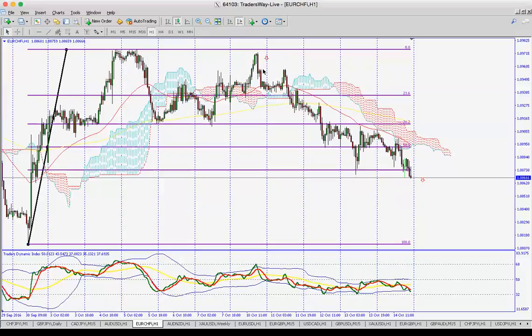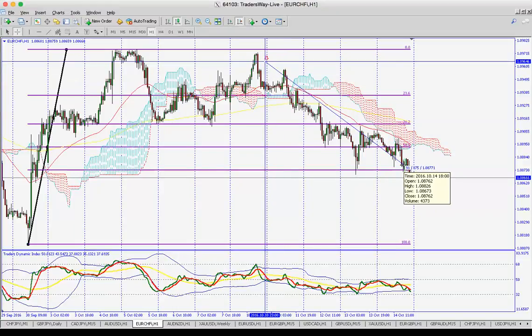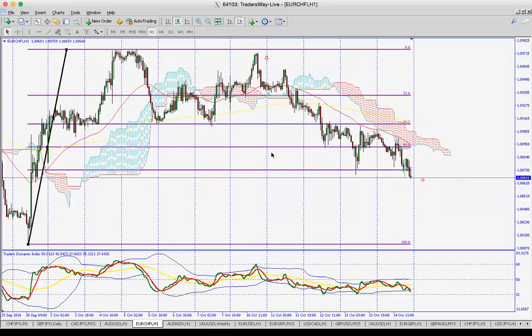This would have been another great area to place a sell to be able to ride this trade out from this region all the way on down, okay? So let's try to find another example, okay?